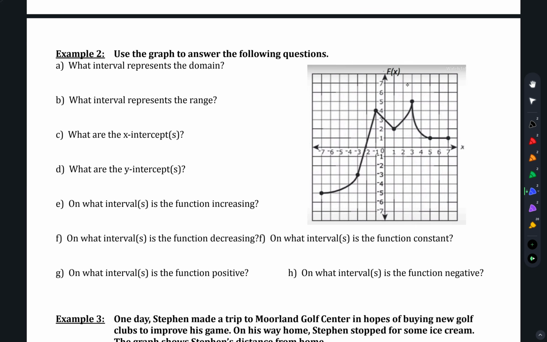Okay. All right. Let's do domain and range. Can somebody tell me the domain really quickly?